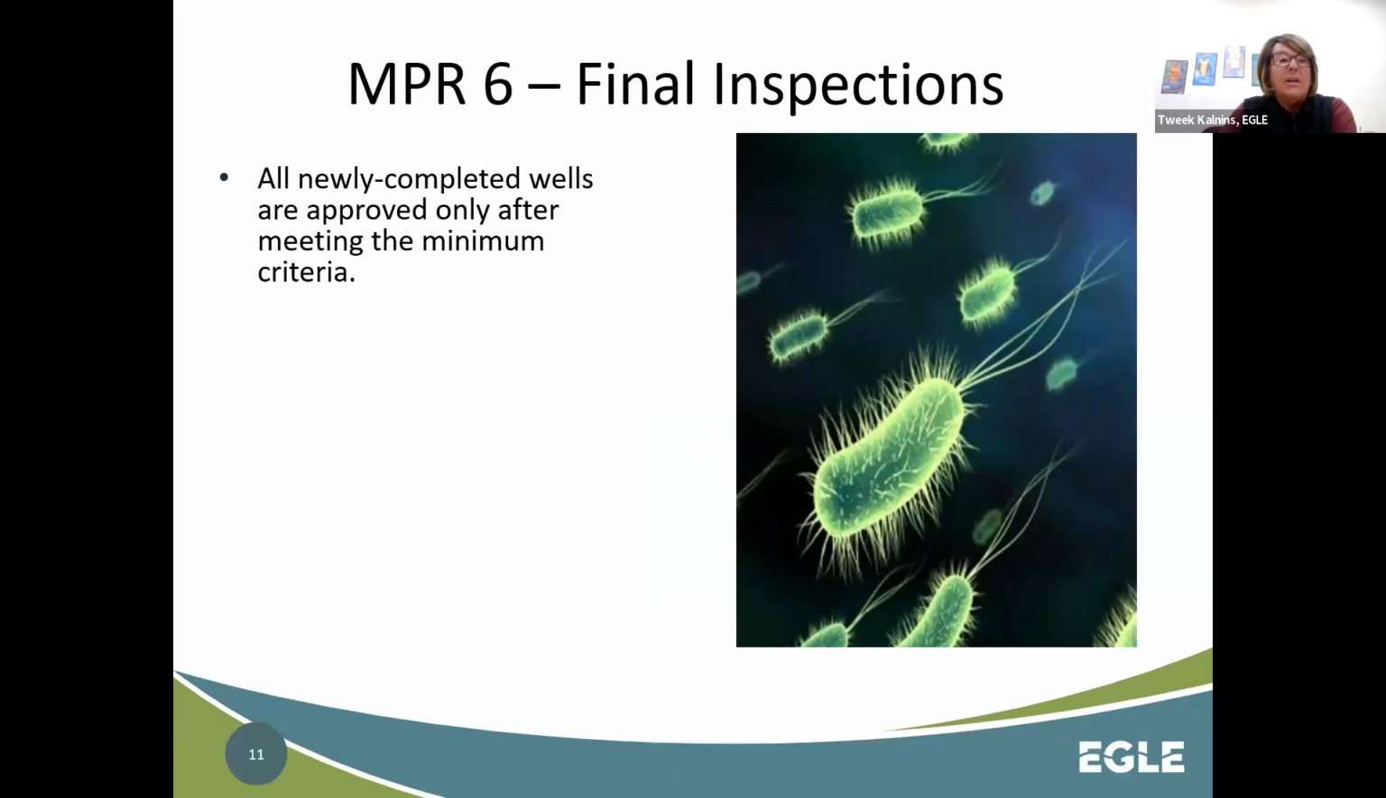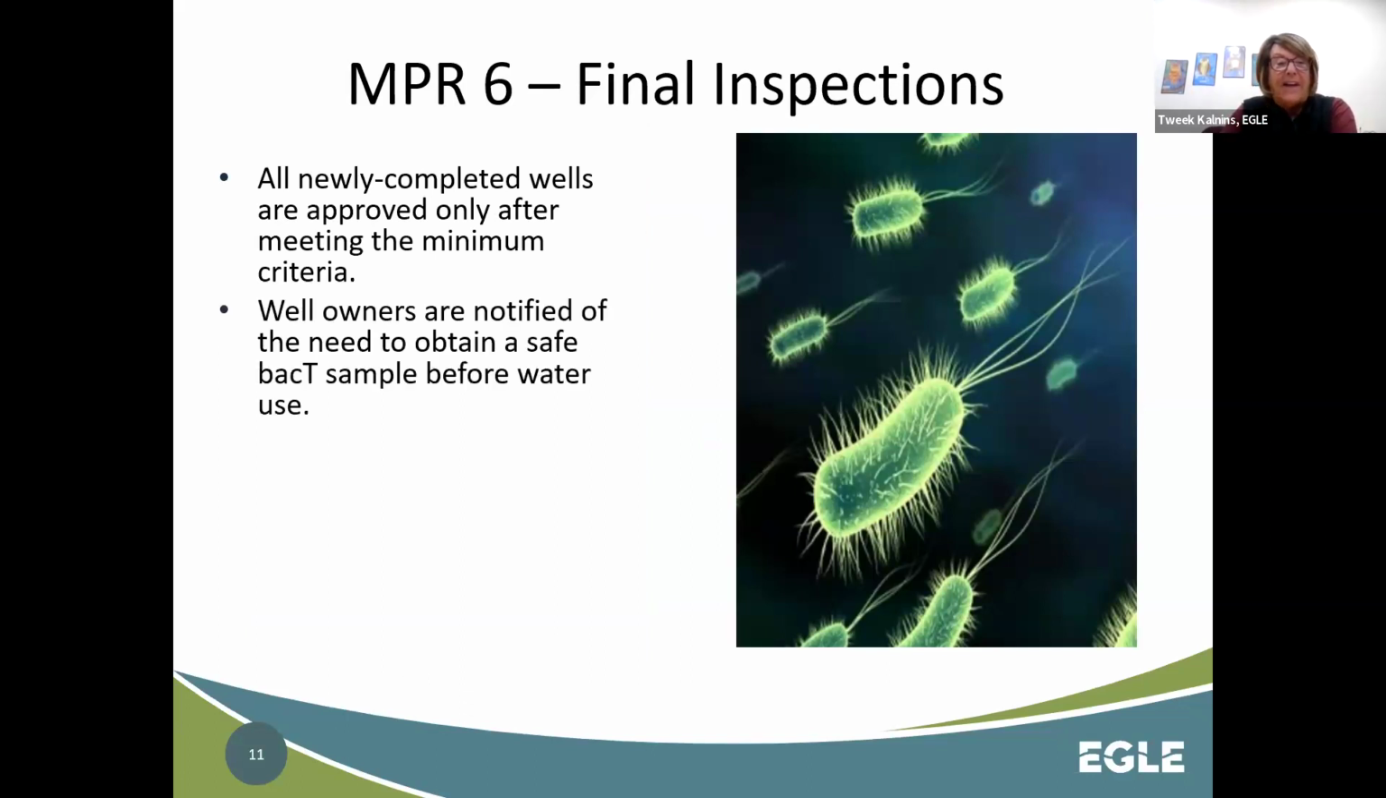Final inspection also, NPR 6 also includes the language that's used to either approve or not approve a well after meeting the minimum criteria. So minimum criteria that should be met before approving a well includes a safe coliform sample, assurance that the permit conditions were met, and then we want a complete and accurate well record and a complete final inspection.